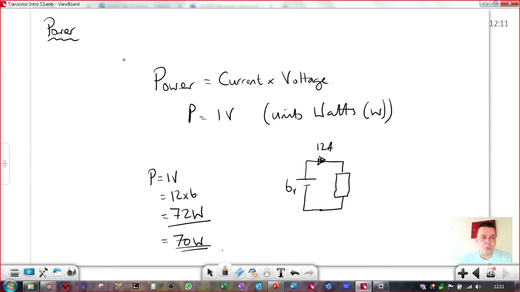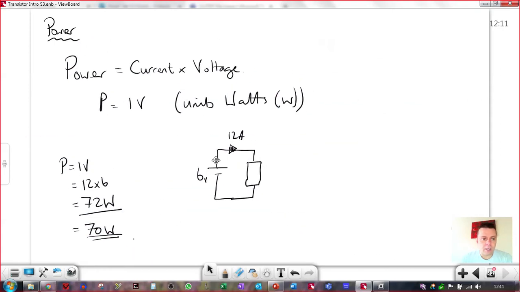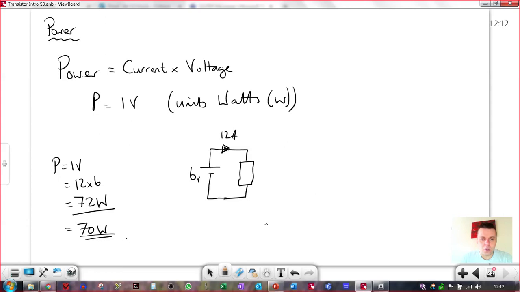Because of Ohm's law, there's other ways we could express power, right? Ohm's law tells us that I equals V over R. So that means that we could look at this equation, P equals IV, and we could replace that I with V over R, because I equals V over R. That's the same as V times V over R. That's the same as V squared over R.